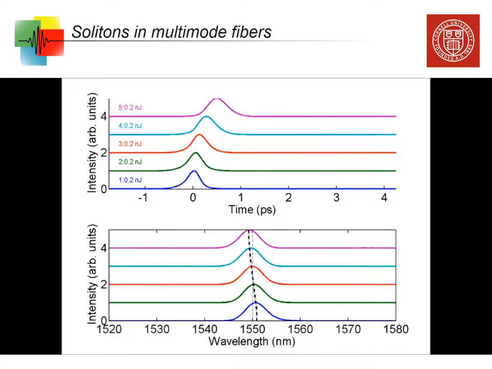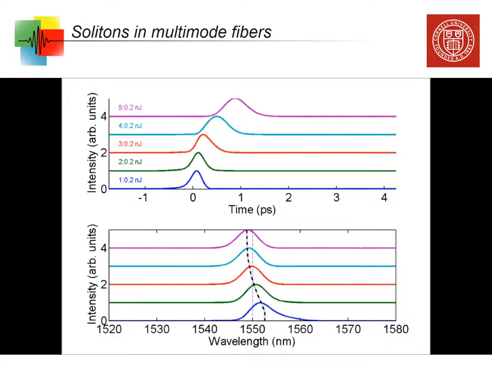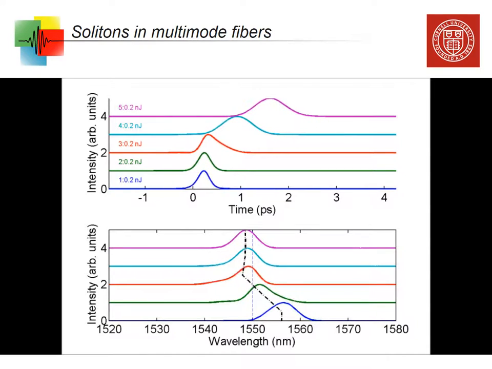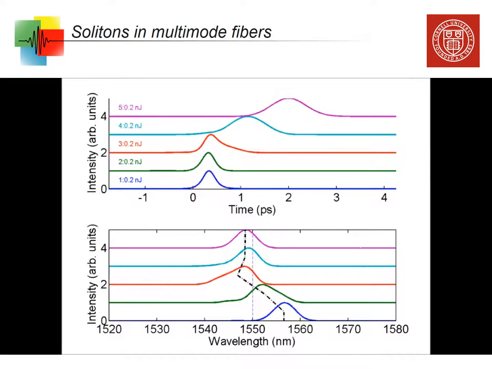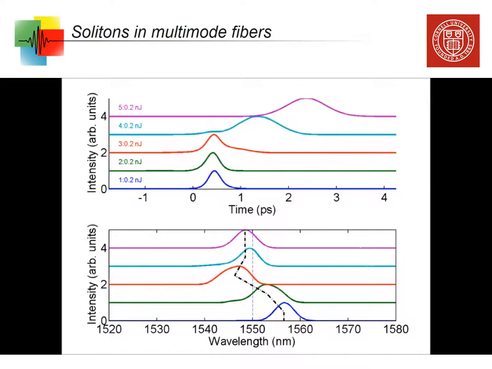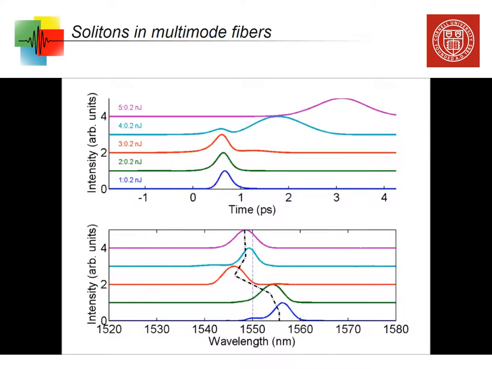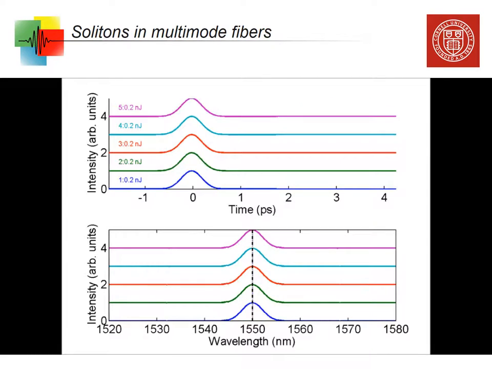So the modes are still traveling at different speeds, but if you look down here, something quite interesting is happening. We're forming a multimode soliton. And what a multimode soliton is, it's a non-dispersive wave packet. So this pulse here is not changing its duration. And it's moving at a common group velocity despite the fact that it contains multiple modes. So nonlinearity is counteracting the forces of dispersion, chromatic dispersion and modal dispersion.